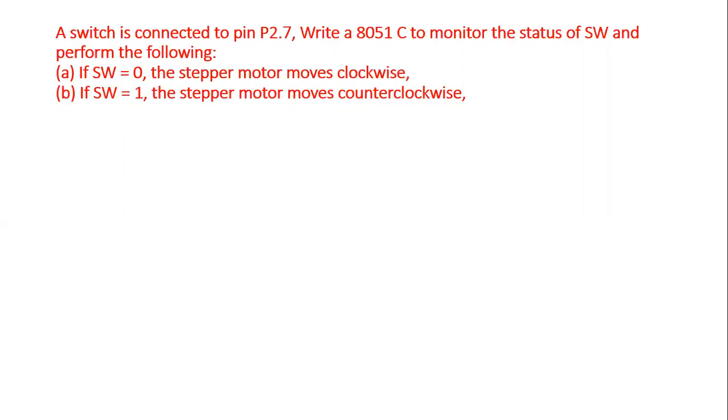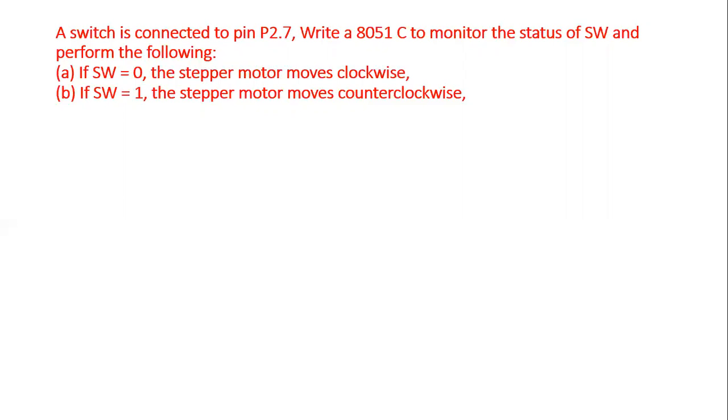So based on the condition of the switch, what we have to do is monitor the status of the switch, and perform the following operations. If the switch is equal to 0, that means if the switch is open, then it has to rotate the stepper motor in clockwise direction. If the switch is 1, that means if the switch is closed, then the motor should rotate in anti-clockwise direction. So that's the basic requirement.